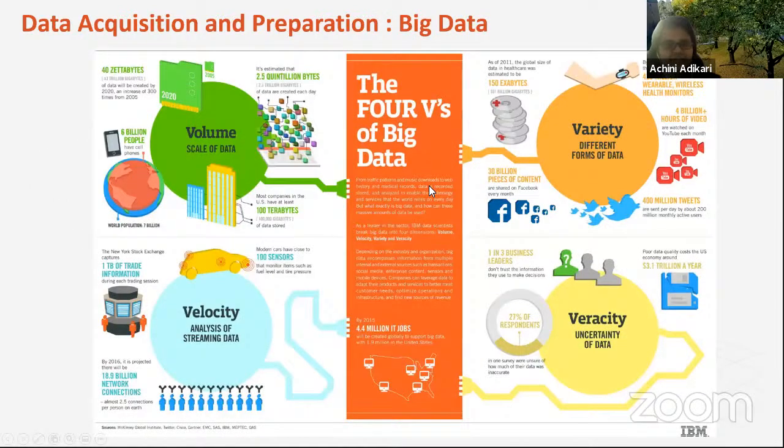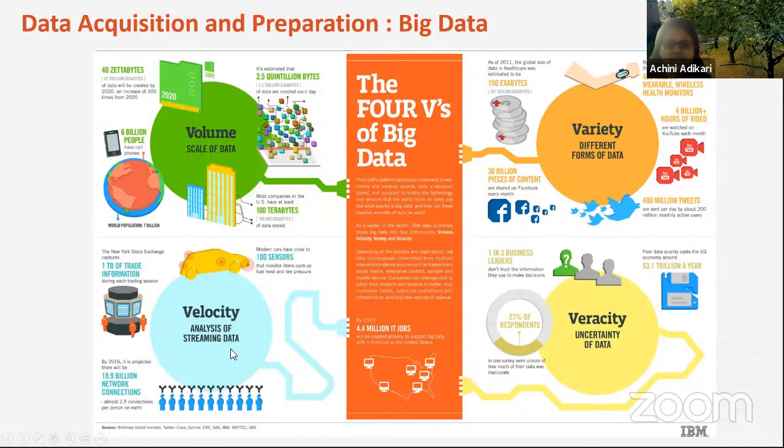So, a little bit about big data. Big data has these 4 properties. Probably you have heard about it. Volume, as the name suggests, is the scale of data with the new technologies and devices. Millions and billions of data are generated every second in the world, right? So volume is a characteristic of big data.